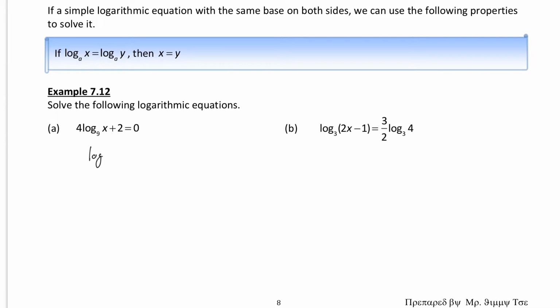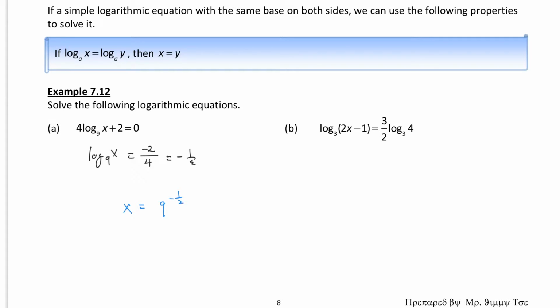I will move all the constant terms to the right hand side, which is equal to negative 2 over 4. Simplify, which is equal to negative 1 over 2. If log x with base 9 is equal to negative 1 over 2, we can use the definition of logarithmic functions. That means 9 to the power negative 1 over 2 is equal to x. I can solve.